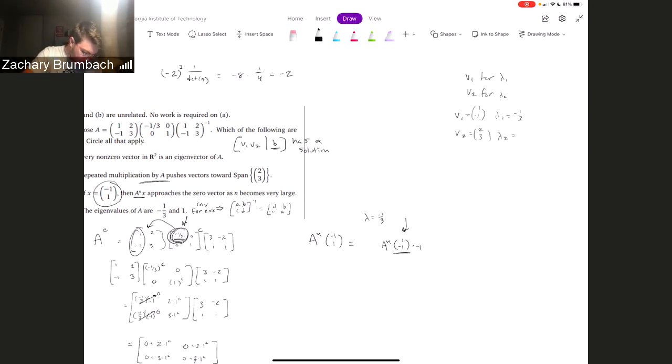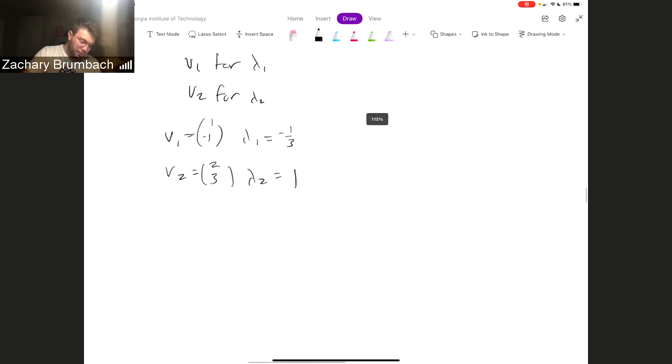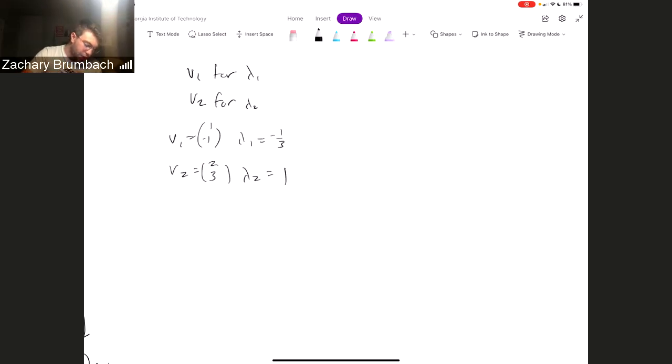Lambda 2 equals 1. Okay. So let's say I give you the vector 3, 2. Okay. 3, 2 is a linear combination of these two eigenvectors added together. So 1, negative 1 plus 2, 3. So what happens if I multiply it by A? From here, we get A times 1, negative 1 plus A times 2, 3.